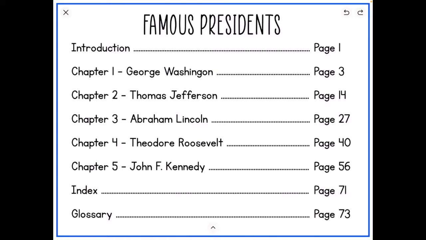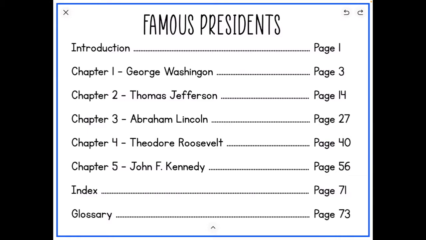The table of contents is a page found in many books, usually nonfiction books, that gives us information. The job of the table of contents is to let us, the readers, know what we are going to read about and what page we can find that information on.